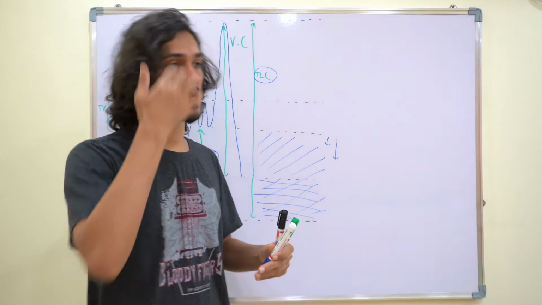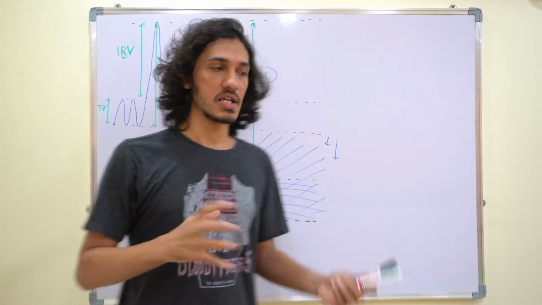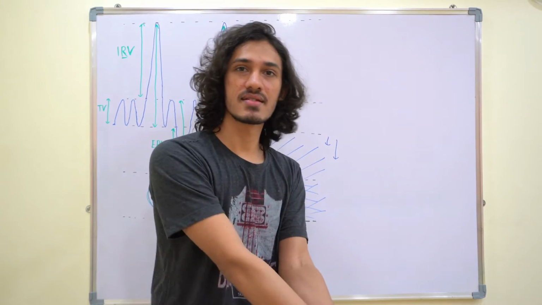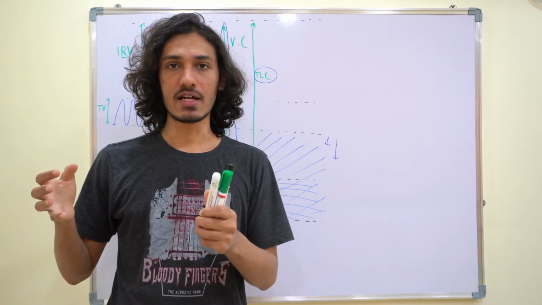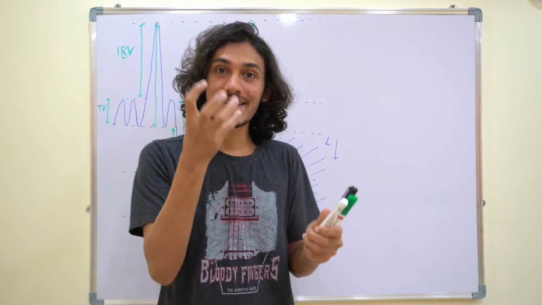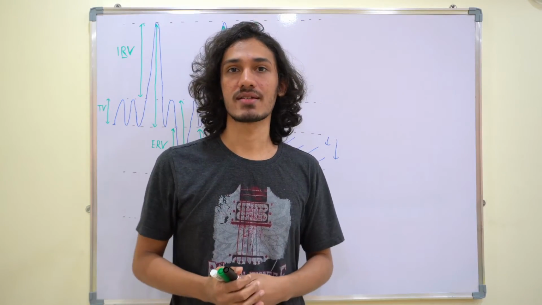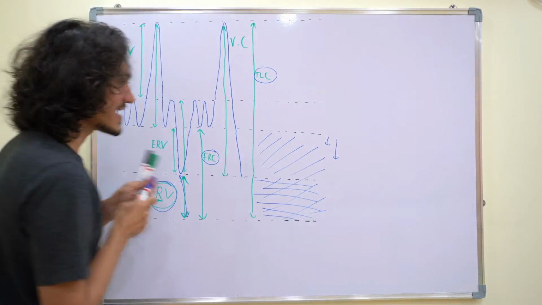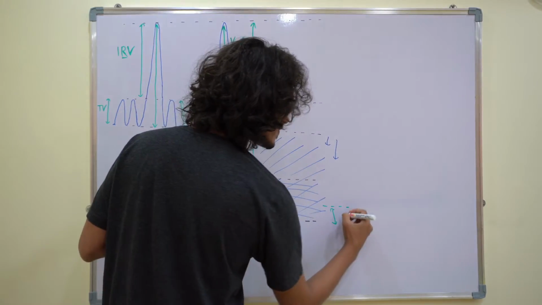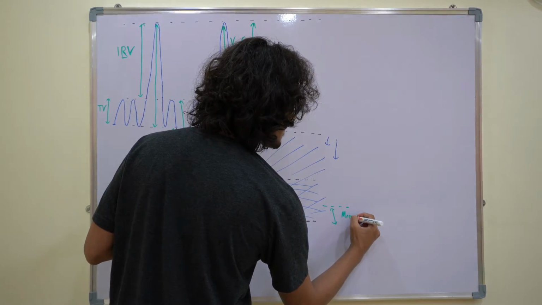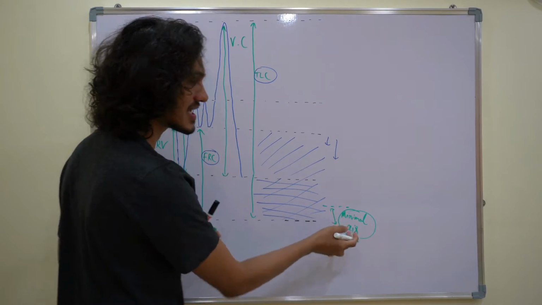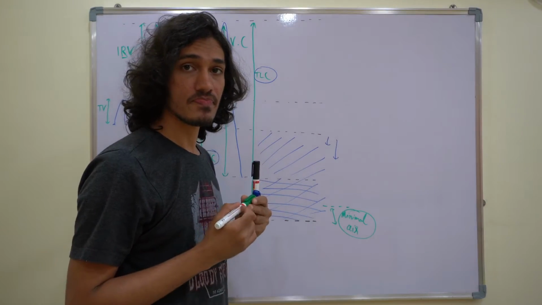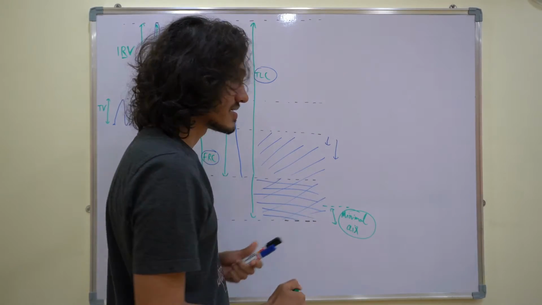Now from a forensic point of view, you take the lungs out, put them in water, squeeze them and take them out. The amount of air that is still remaining at the end of all that is your minimal air. So this minimal air is supposed to be 10% of your total lung capacity.